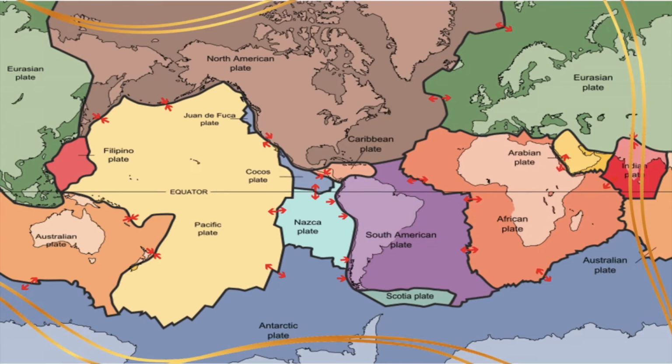Okay, so here are the major tectonic plates on our planet. If you live in Texas or Alaska, you're in the North American plate. If you live in London, you're in the Eurasian plate. If you live in Chile, you're in the South American plate. Where do you live, and what tectonic plate do you live on?